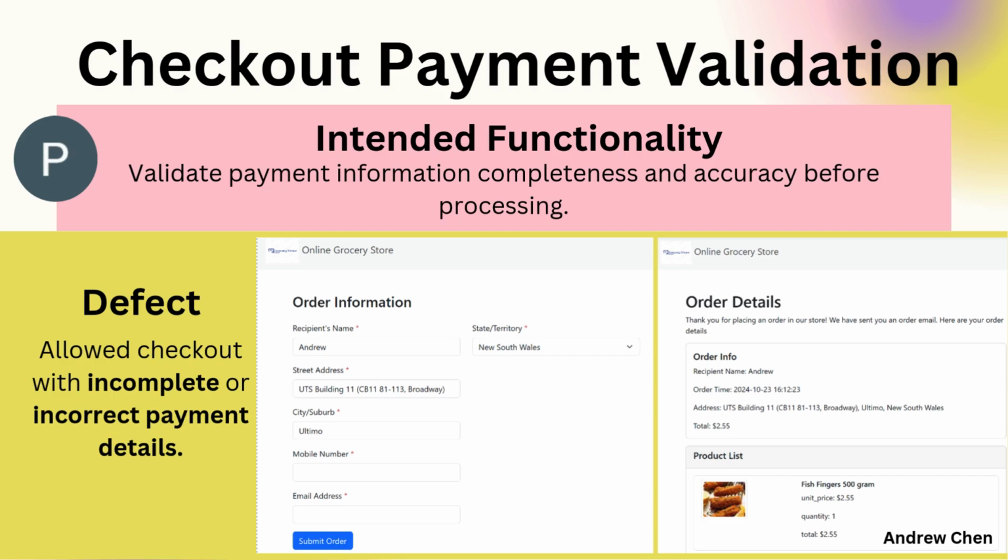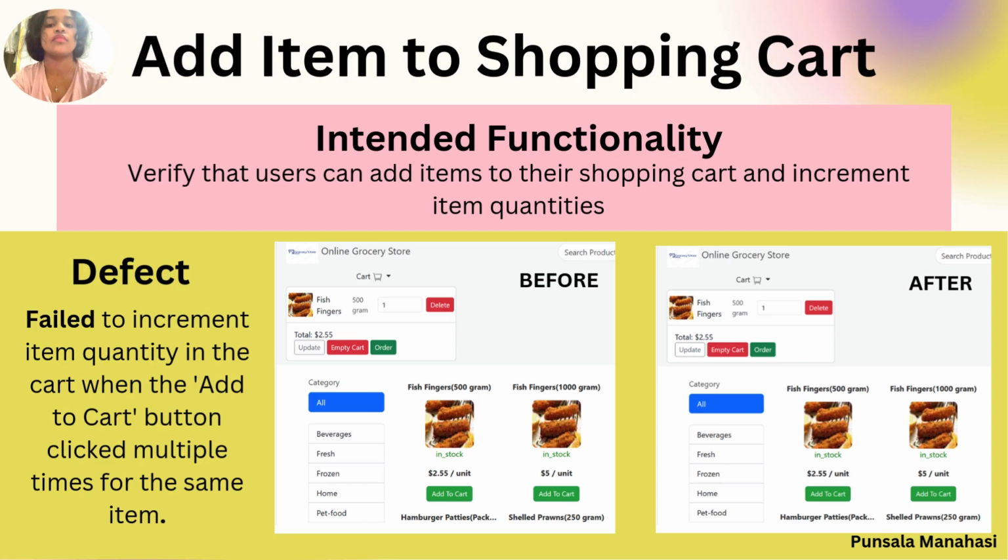The system allows users to proceed with checkout even when payment details are incomplete or incorrect. This defect, which was logged as D1002, could lead to failed transactions or delays in processing orders, which in turn impacts customers' trust and satisfaction. This finding underscores the need for stricter validation in the checkout process to ensure only valid payment details are accepted.